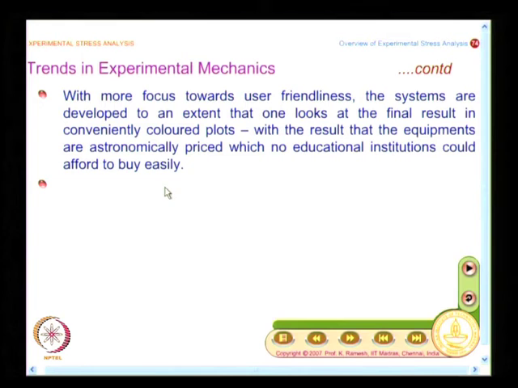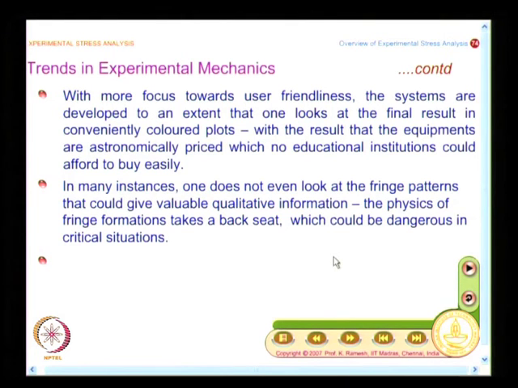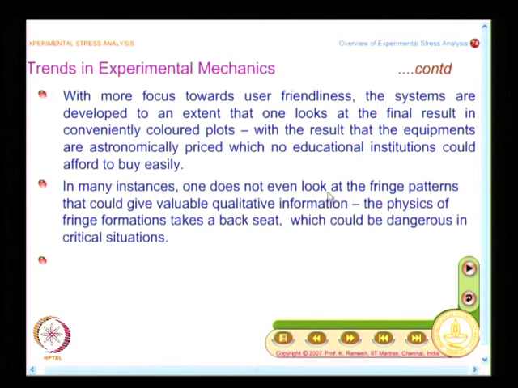This is one aspect of it. The other aspect is, I have always been saying there is joy in looking at a fringe pattern, and a fringe pattern has a lot of information. With this information, you can make certain judgments based on looking at the appearance of fringes. And with modern developments, what has happened? One does not even look at the fringe patterns that could give valuable qualitative information, and in the process the physics of fringe formation takes a back seat, which could be dangerous in critical situations.